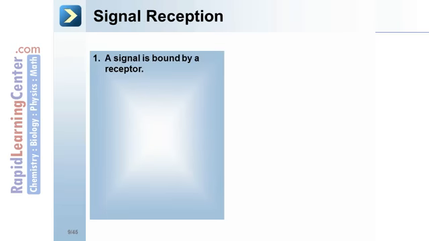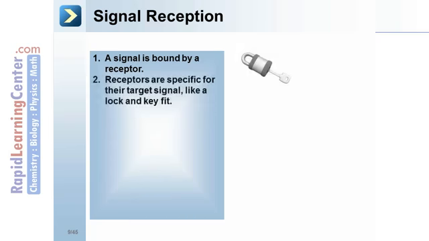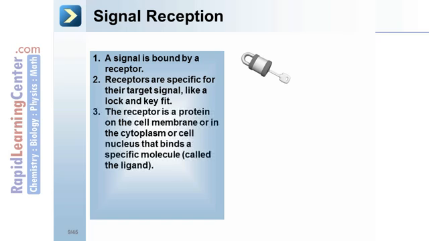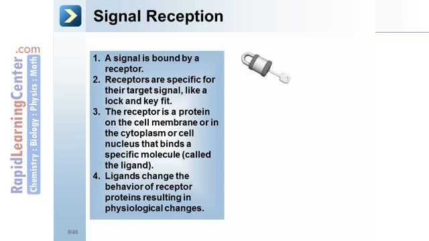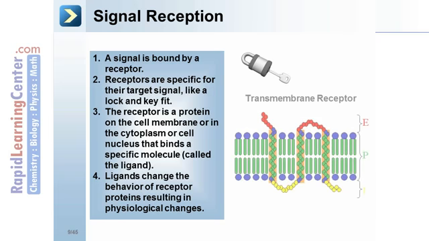Signal reception. A signal is bound by a receptor. Receptors are specific for their target signal, like a lock and key fit. The receptor is a protein on the cell membrane or in the cytoplasm or cell nucleus that binds a specific molecule called the ligand. Ligands change the behavior of receptor proteins, resulting in physiological changes.